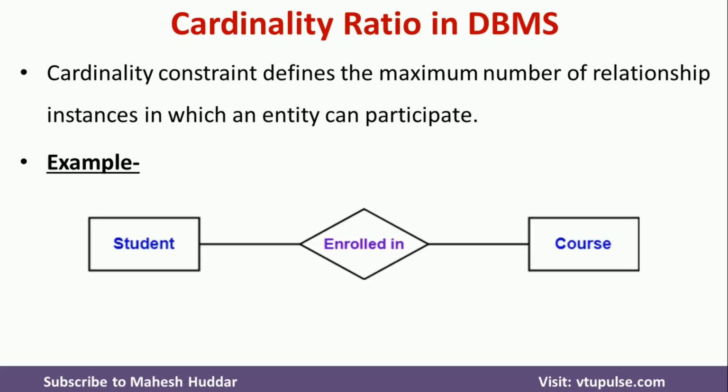For example, in this case, you can see there are two entities. The first one is student and the second one is course. Enrolled in is the relationship. Now, what cardinality ratio defines is how many entities of entity set student are involved in this particular relationship. So that is defined with respect to cardinality ratio.